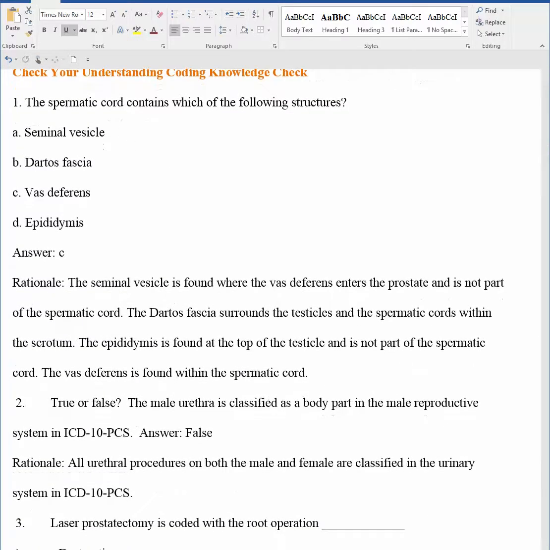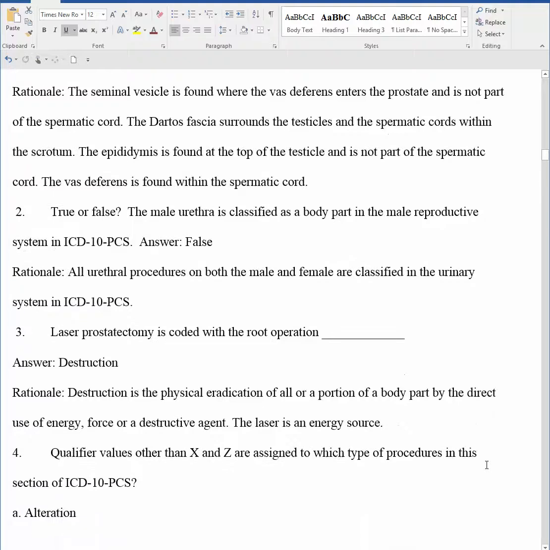Number 2 is a true or false question. Remember for your true and false questions that if any part of the question is false, if one word is wrong, then the entire statement is wrong. The question is, the male urethra is classified as a body part value in the male reproductive system in ICD-10 PCS. The answer is false. The urethra is part of the urinary system per this coding classification system.